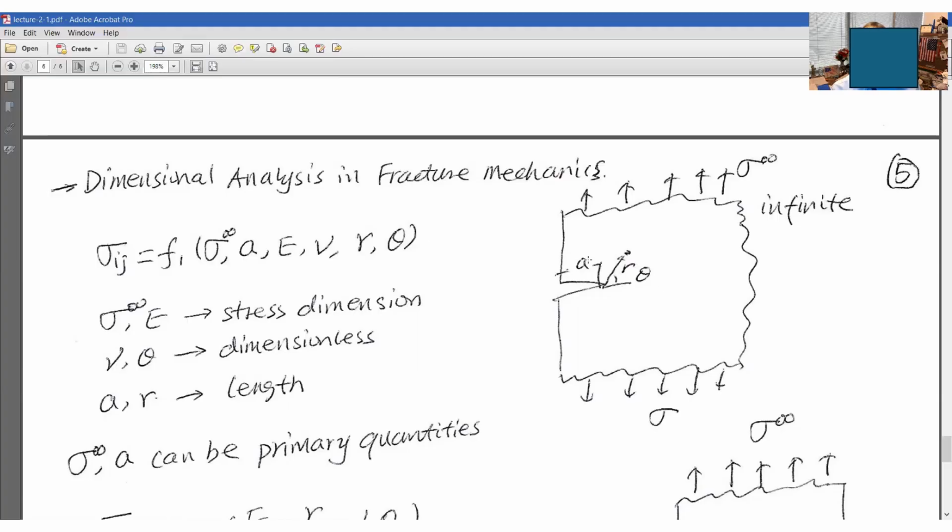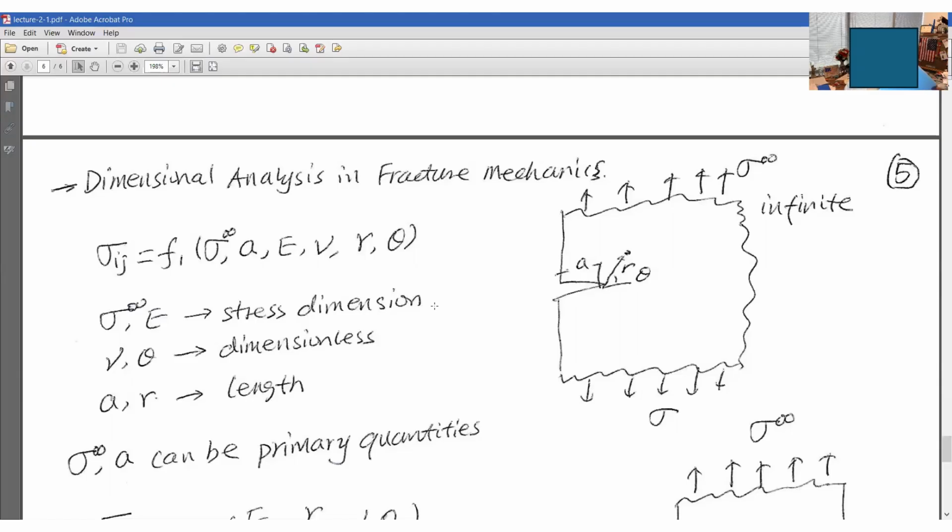So sigma ij near this crack tip can be written as a function of all these variables. These variables include sigma infinity, definitely the externally applied load, and definitely the crack length A, right? And definitely the Young's modulus of this cracked body, and also the Poisson's ratio of this cracked body. And this sigma value depends upon how far the point of interest is from this crack tip, and also the orientation theta, right, guys?